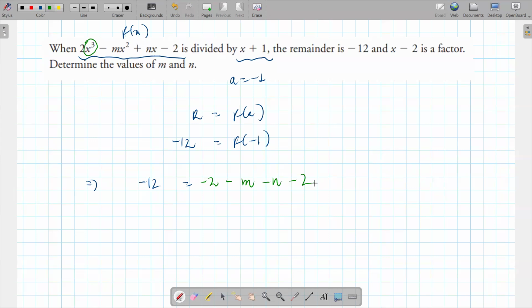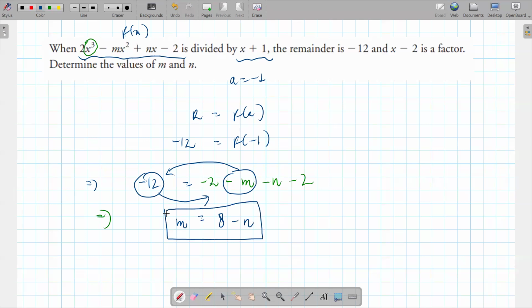Now let's come up with an equation for either m or n. So I'm going to move negative m this side, becomes positive m. Gonna move everything else on the other side. So this becomes 12. 12 minus 4 is 8. 8 minus n. And that's gonna be our first equation. We can't solve this yet because there's two unknowns and we only have one equation.